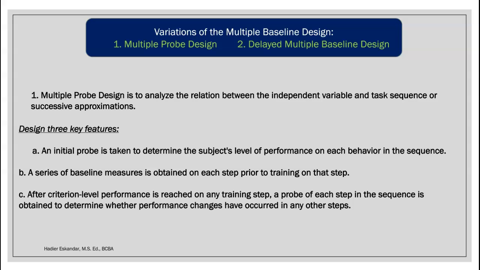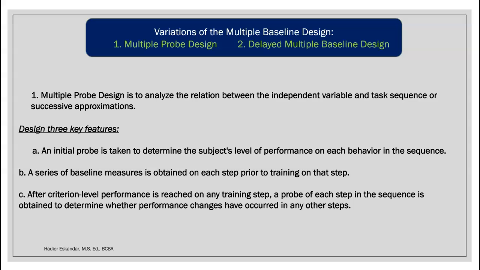And then finally, after criterion level performance is reached on any training step, so you start with maybe step 1 and the individual you're working with has reached the criterion level, then you're going to start the treatment in the next step. However, before you do that, you do a probe of each step in the sequence.